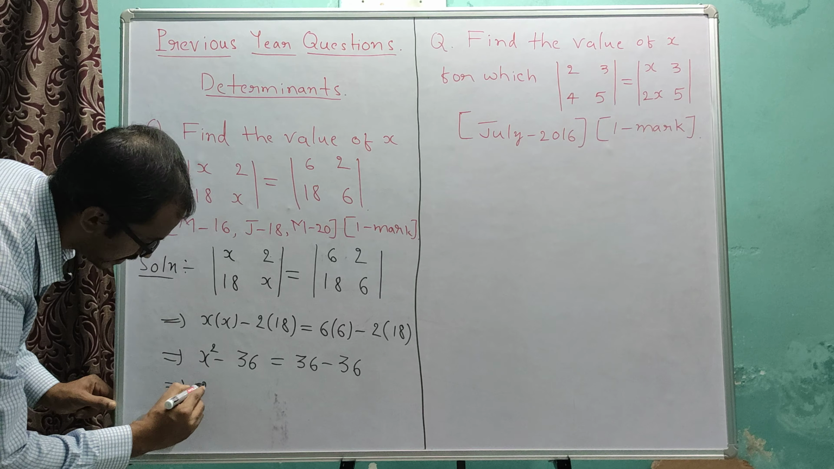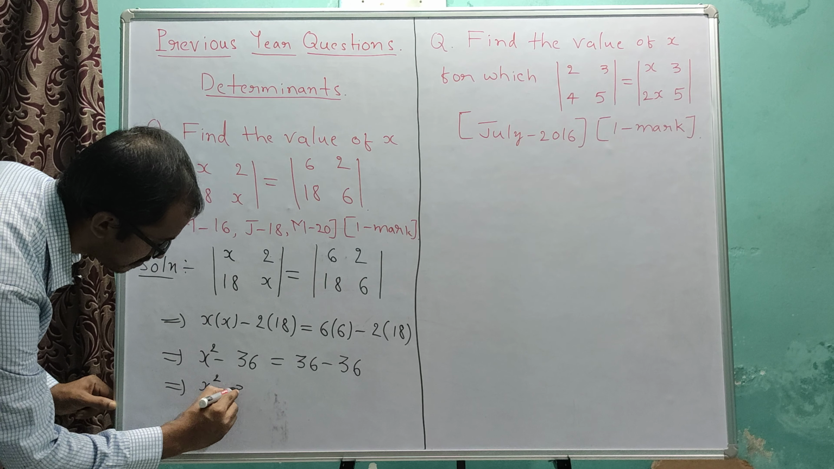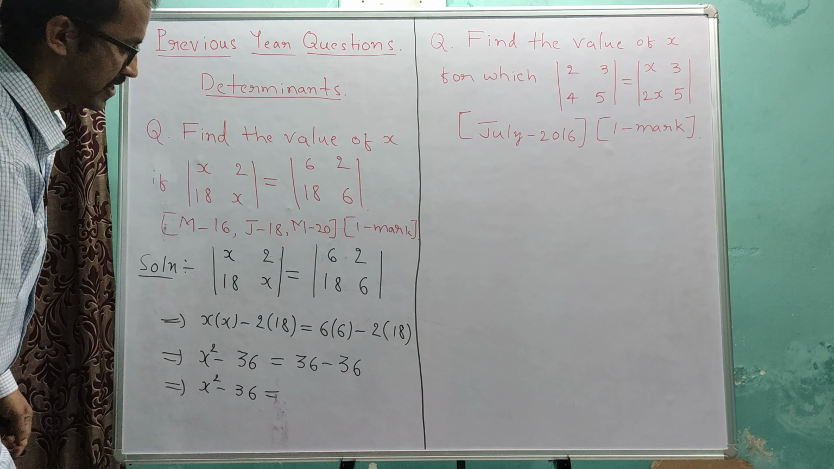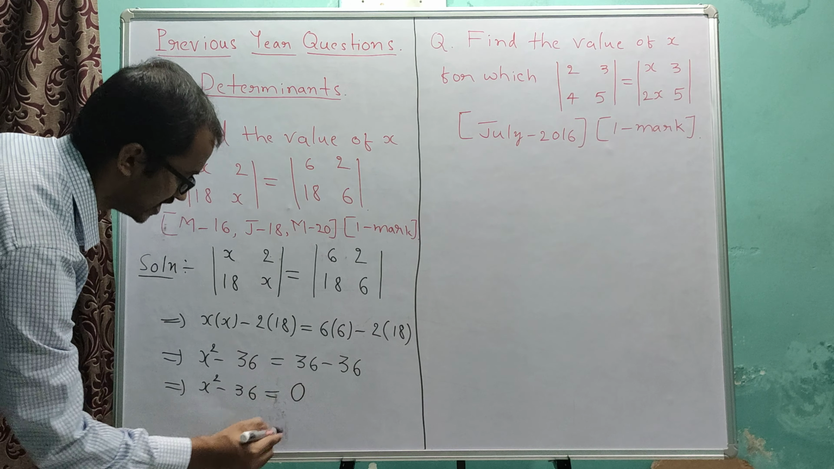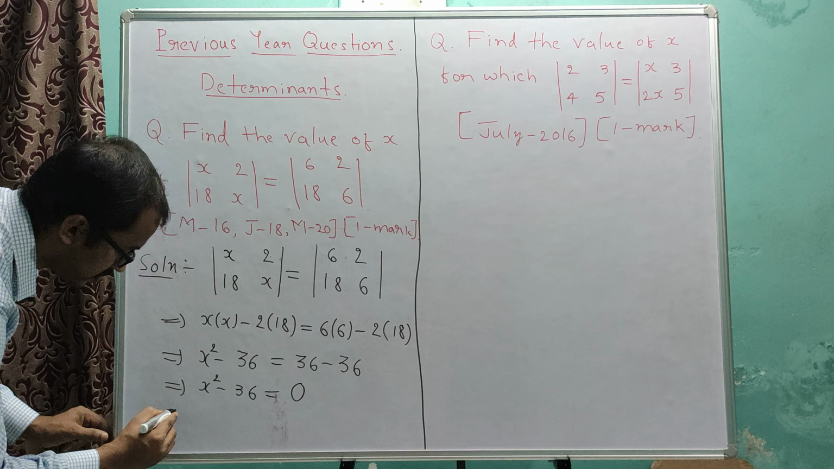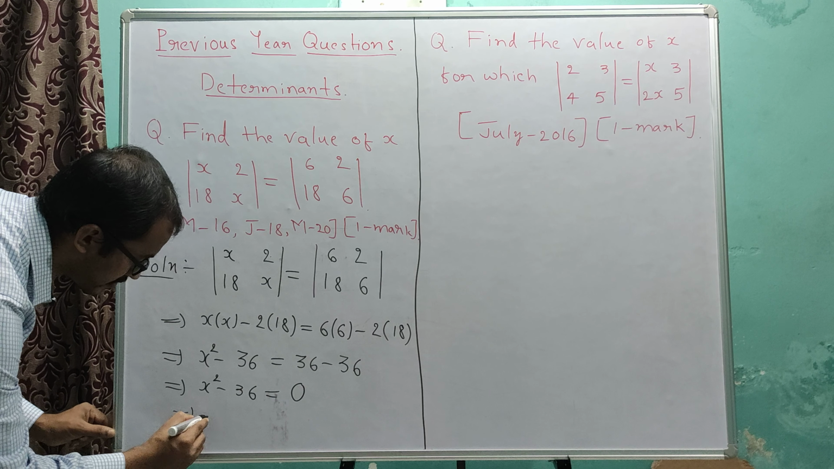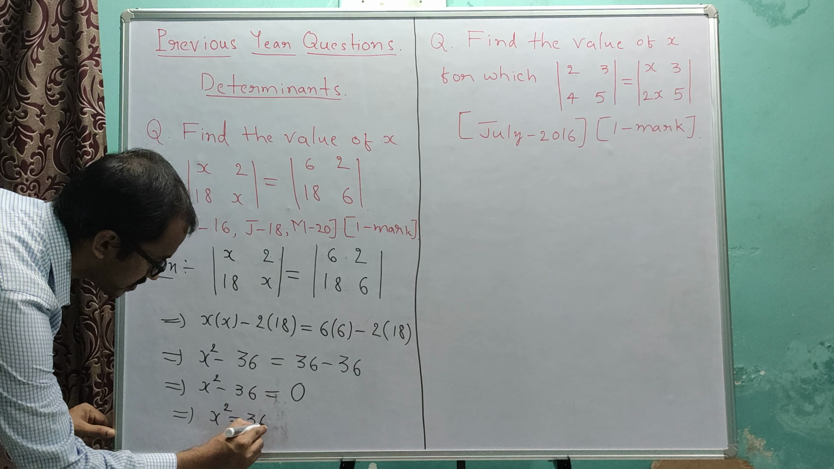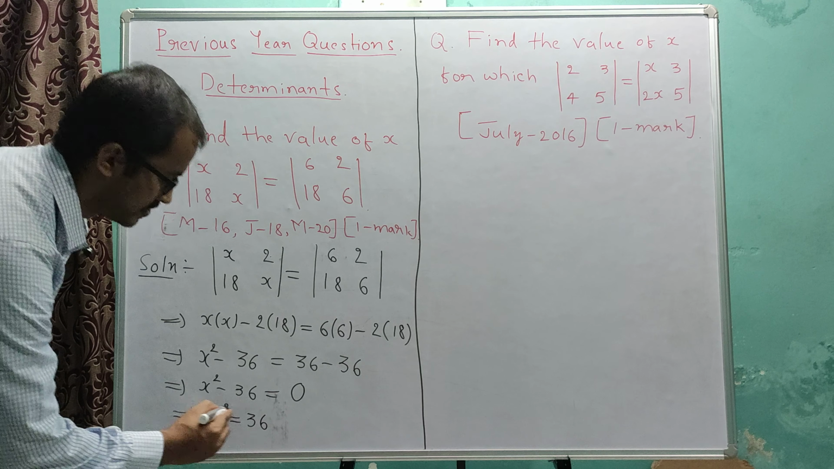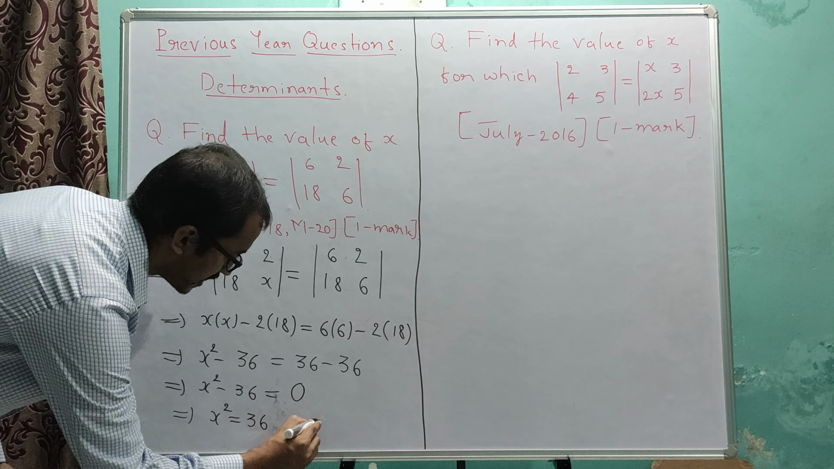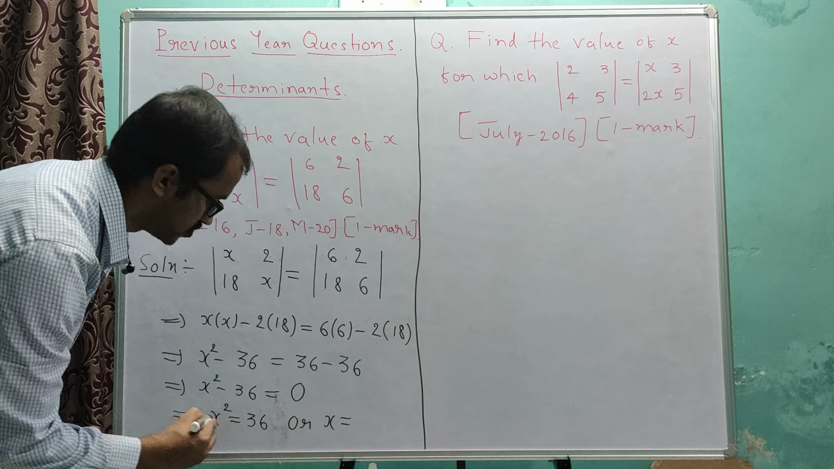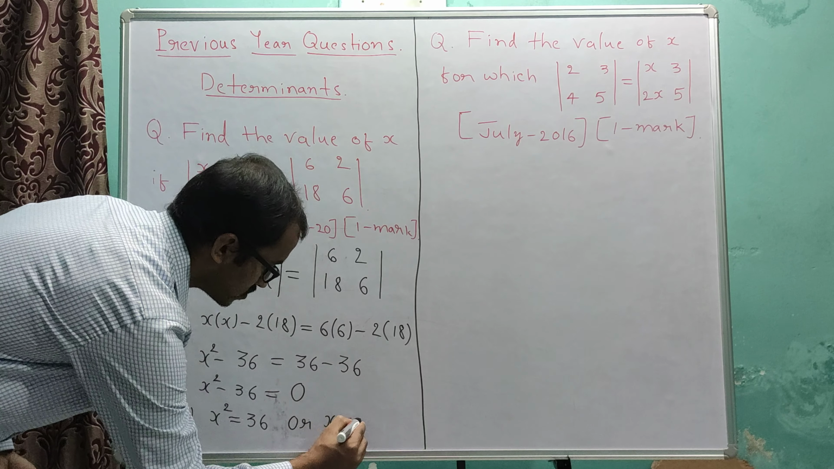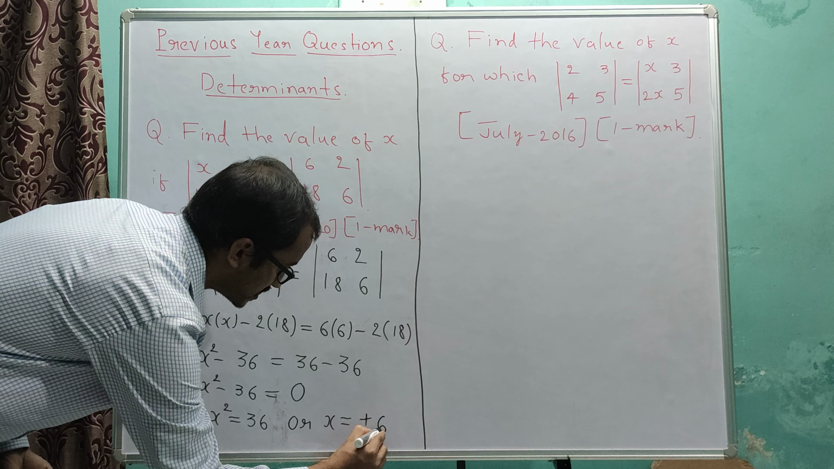This implies x square minus 36 is equal to 36 minus 36, which becomes 0, or x square is equal to 36. Taking the root on both sides, we get x is equal to plus or minus 6.